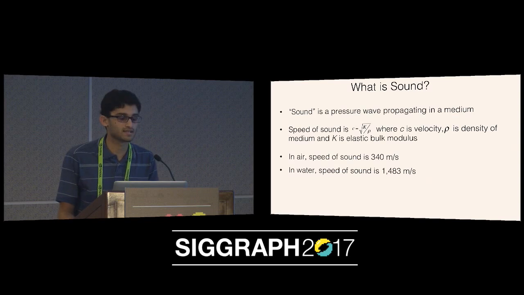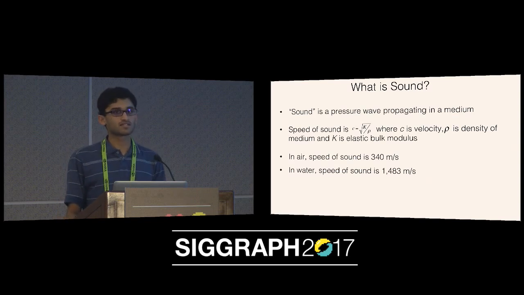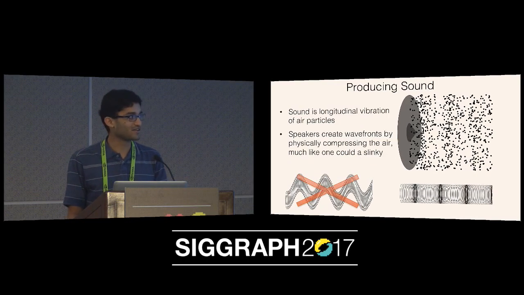So first, what exactly is sound? Well, sound is a pressure wave that propagates through a medium. Its speed is proportional to the square root of the stiffness and inversely proportional to the square root of the density. In air, the speed of sound is 340 meters per second, and in water, it's about four times faster. That's all great, but what exactly is sound?